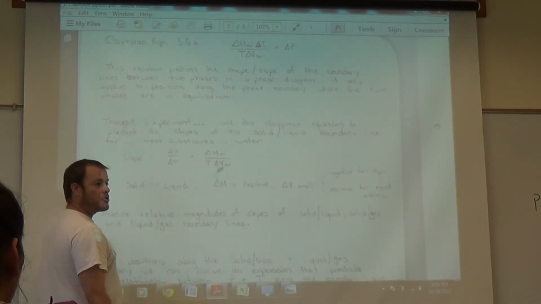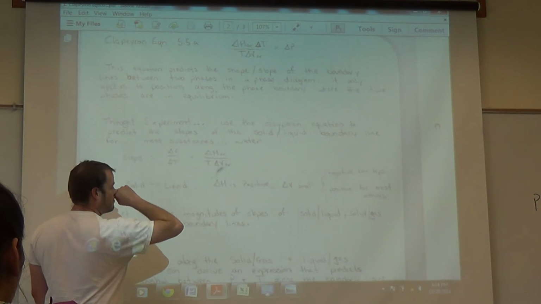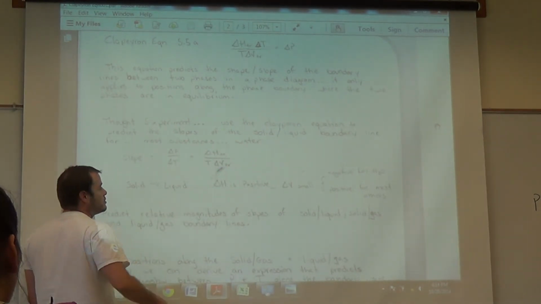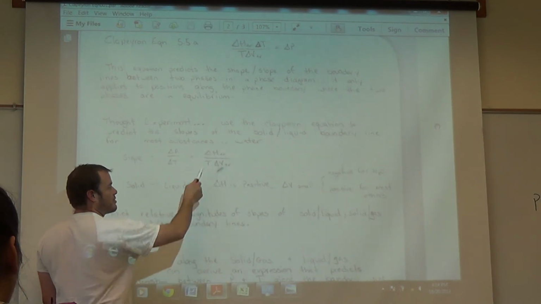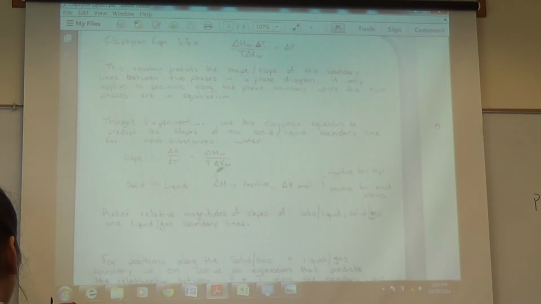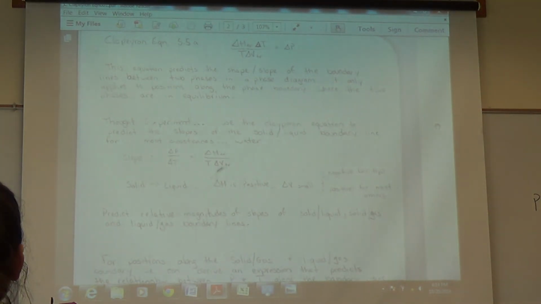If you're talking about most substances for that transition from solid to liquid, delta H is positive, delta V is positive, T is positive, and so we're going to have a positive slope, yeah? And over here, right along that phase boundary between the solid and liquid, we've got a positive slope, yeah?